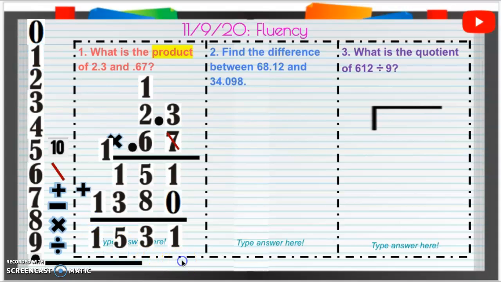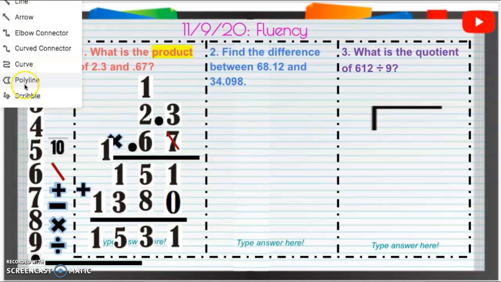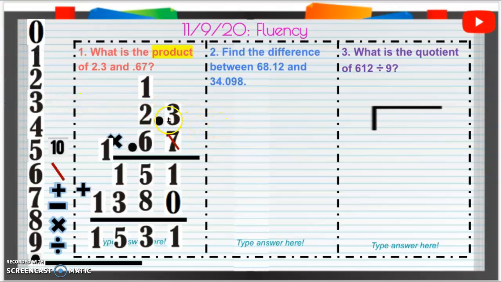Now what do we do here? We didn't do our decimals yet. So remember, with our decimals, we need to figure out how many digits we move in. So in 1, in 2, and in 3. That means we're going to move 3 over in our final answer. 1, 2, 3. So our decimal is going to go in between that 1 and that 5. And that's it for our first one. So our answer is 1 and 531 thousandths.